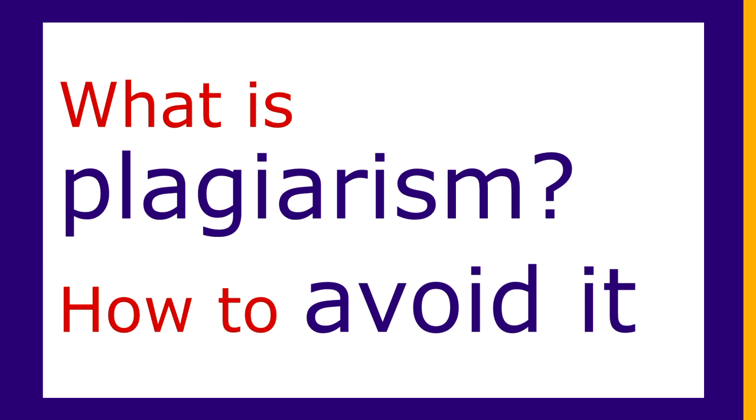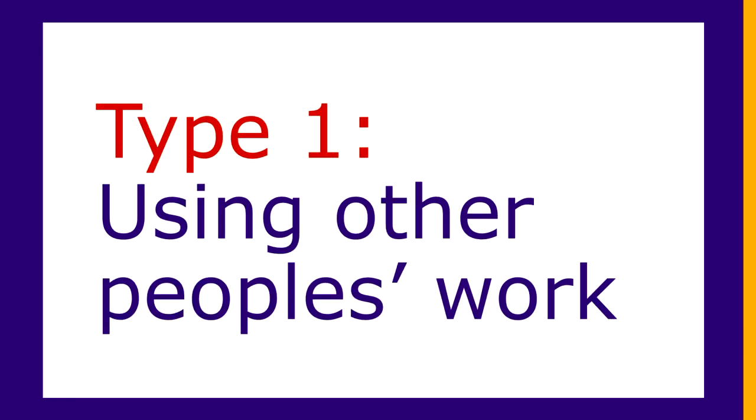Consequences can range from an F on your assignment, failing the course, or in severe cases being suspended or expelled from university. Let's look at some types of plagiarism and how to avoid them. The first involves submitting someone else's work as your own. One obvious example is buying a paper from an online site and submitting it with your name on it.